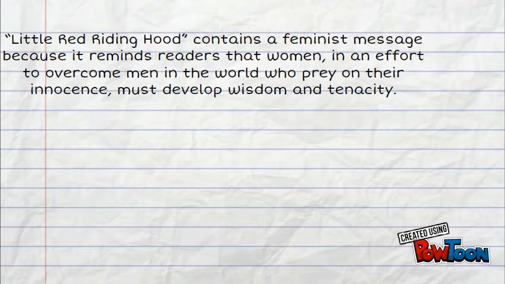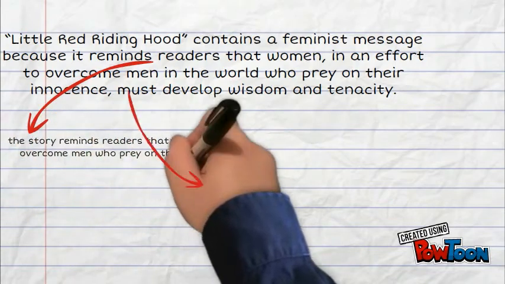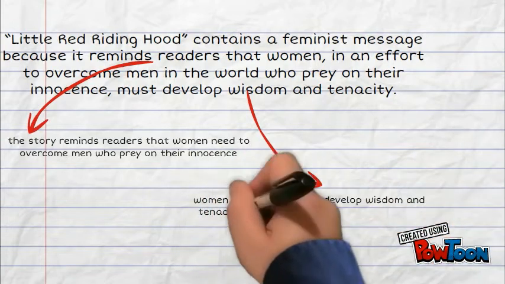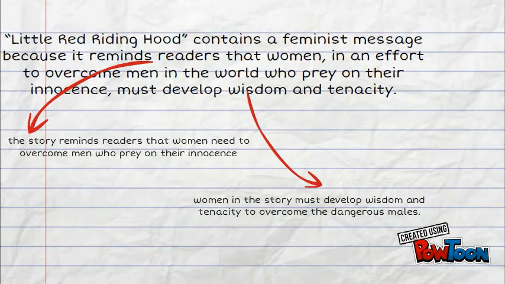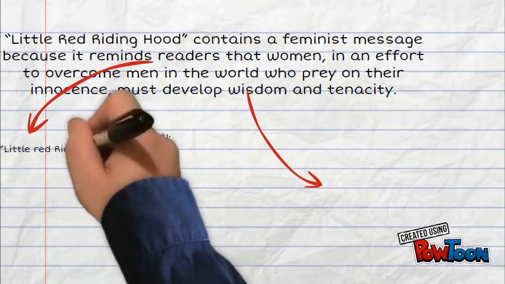For this essay, we can see that we will need to expand on certain ideas for our argument about Little Red Riding Hood to be persuasive. Can you tell which ideas will expand into paragraphs? Our first idea that needs development is how the story reminds readers how men prey on the innocence of women. And second, we must expand on the idea about how women in the story must develop wisdom and tenacity to overcome dangerous males. Topic sentences for this paper may look something like this.